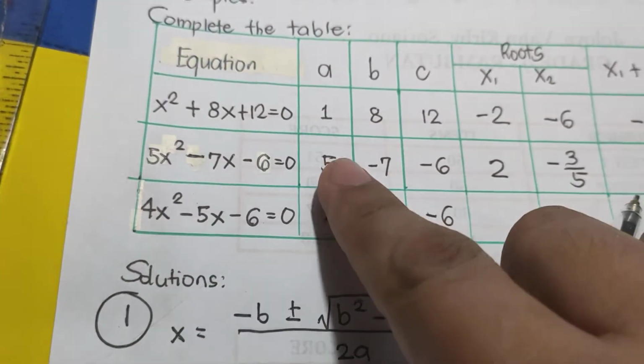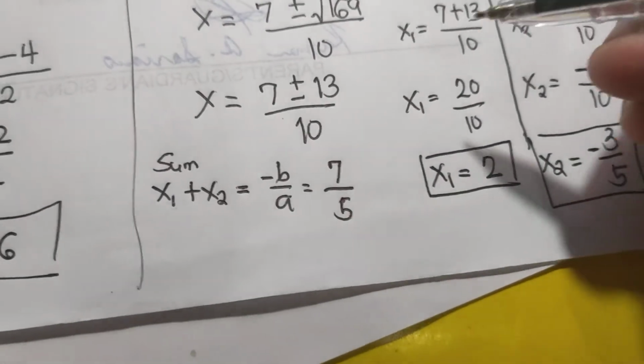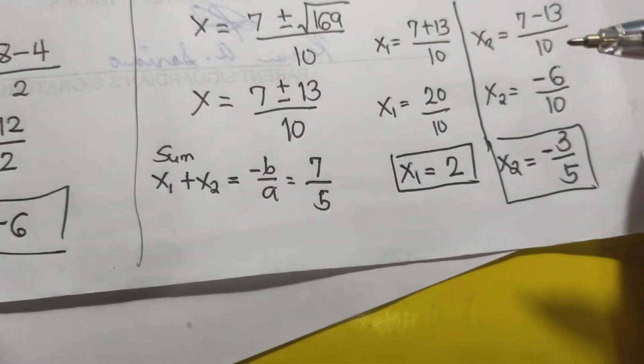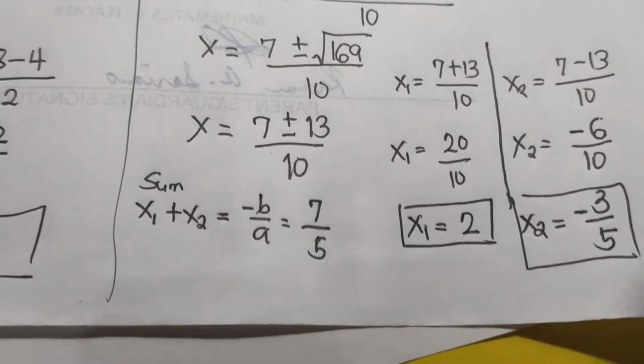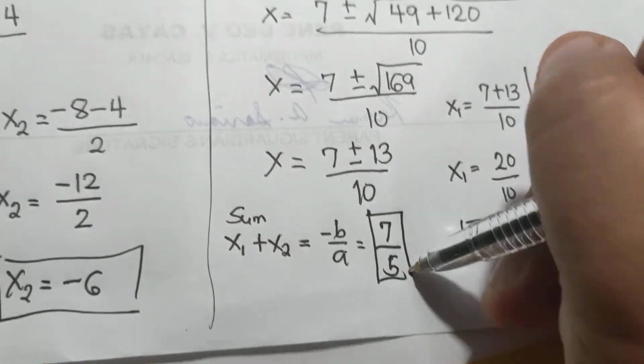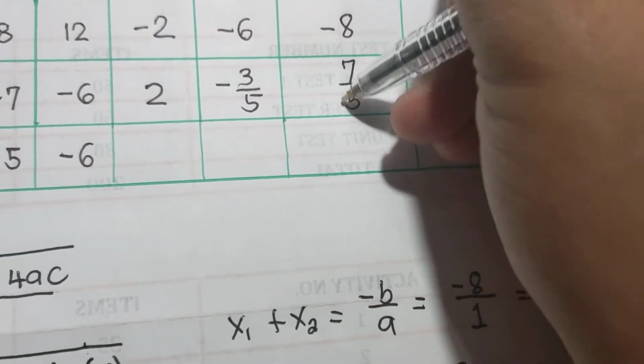over, what is our A? So we have 5. Can we divide 7 to 5? No. Meron bang GCF ang 7 at 5 para ma-lowest term? Wala din. So ito na yung ating sum of the roots. So lagay na natin siya sa sum of the roots, 7 over 5.